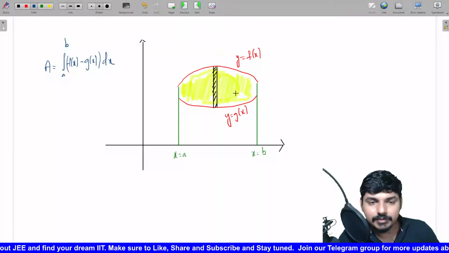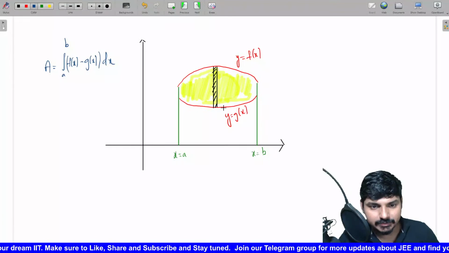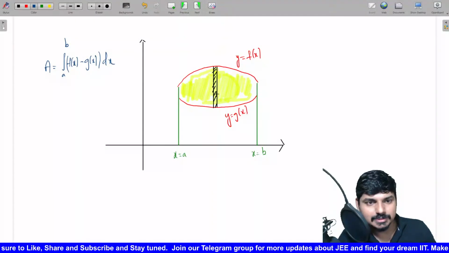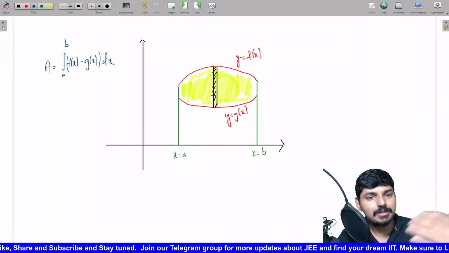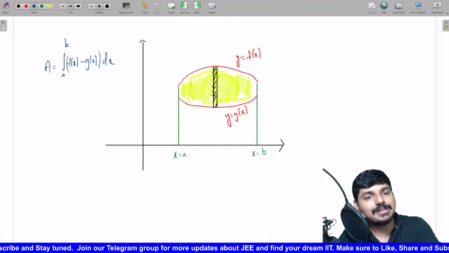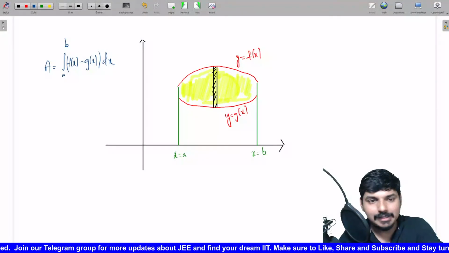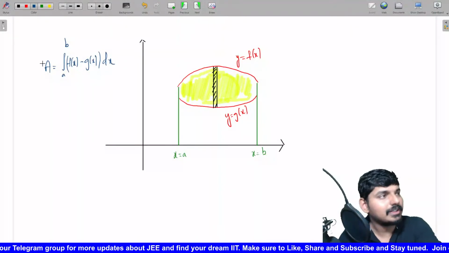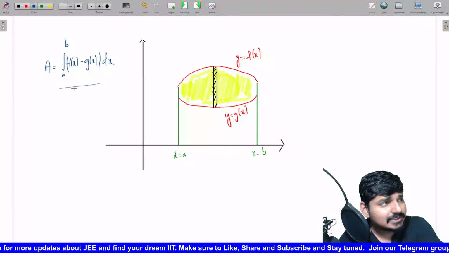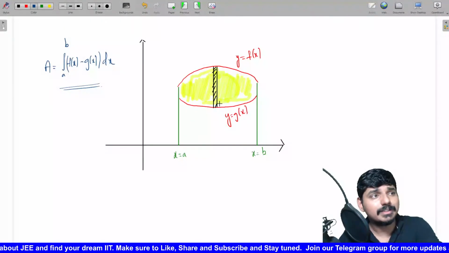So whenever you want to find the area bounded between these two curves, everyone, and you take a vertical strip, all you have to do is see which is the upper curve and which is the lower curve. It's always going to be the integration between those limits of the upper curve minus the lower curve into dx. So f of x minus g of x into dx. This is going to give you the area bounded between these two curves.